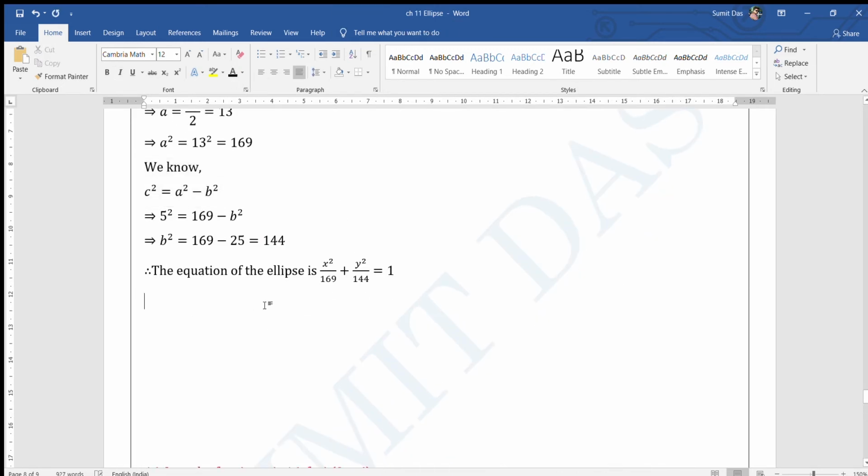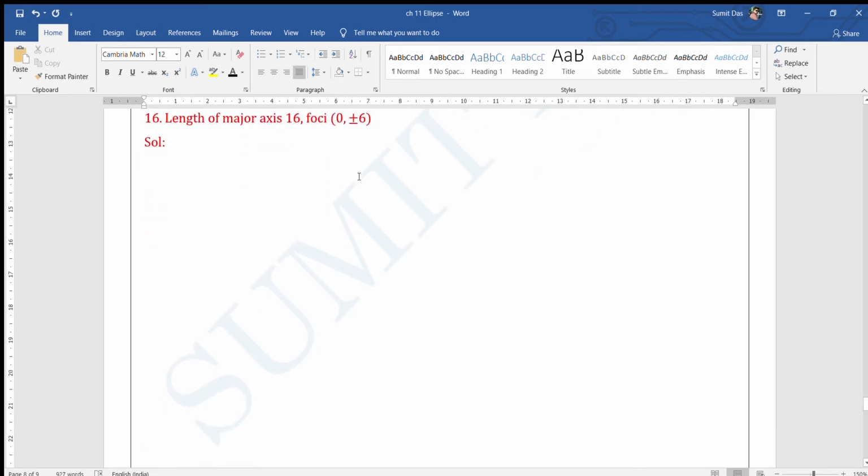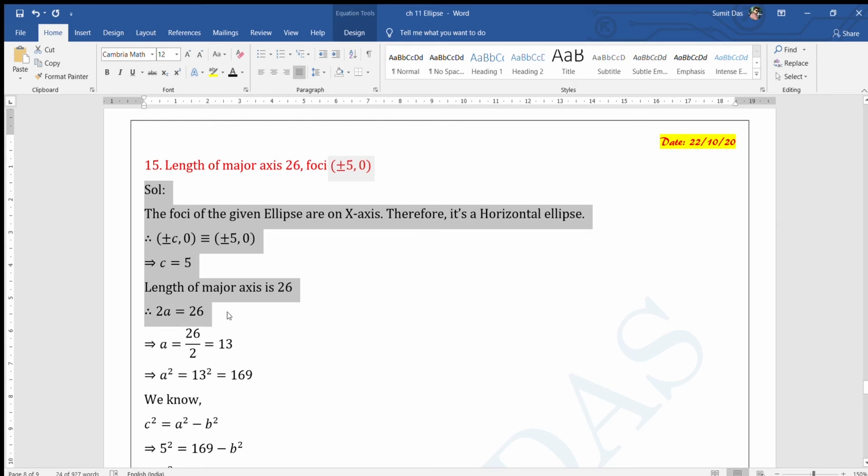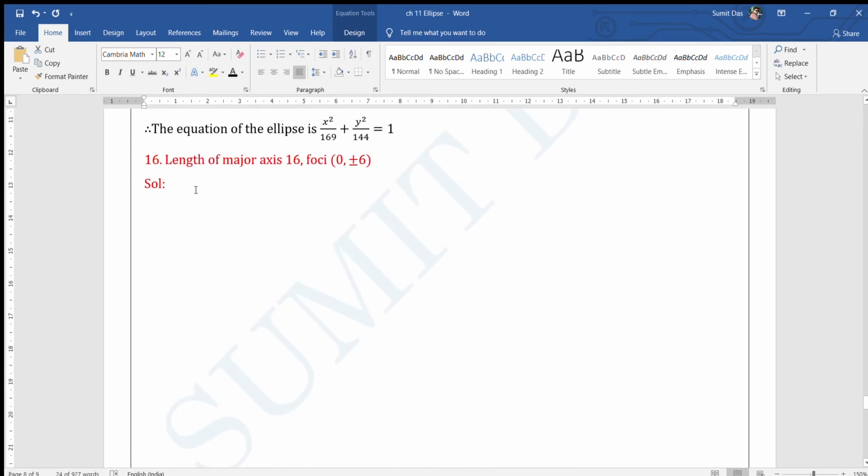Similarly, question number 16, same question, but it will be a vertical ellipse, right? Because it is 0 comma plus minus 6. Today I'm doing all the questions, because I told you I'll give an exam next. So we have to write the same thing, so I'm copying everything. Here also it is given the length of minor axis is 16 and foci is 0 comma plus minus 6.